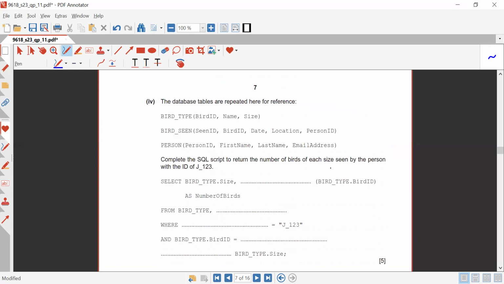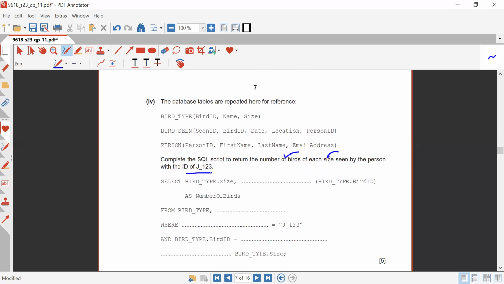Question number 4, what does it say? It says the database tables are represented here for reference. Bird_type: bird ID, name, size. Bird_scene: bird ID, date, location, person ID. Person has a person ID, first name, last name, email address. Complete the SQL script to return the number of birds of each size seen by the person with the ID of J_123. Now you need to return the number of birds of each size seen by the person. The ID is given to you, J123.